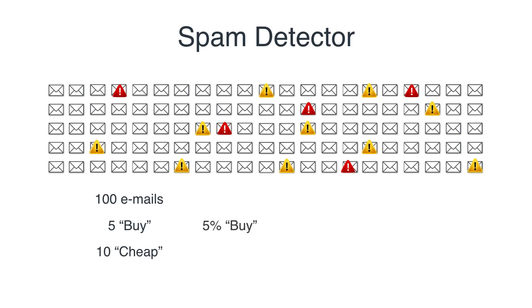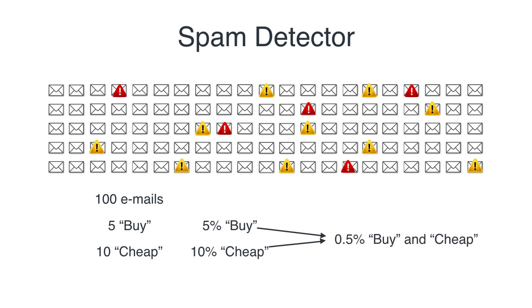5 out of 100 is 5%, so 5% of the emails contain the word buy. And 10 out of 100 is 10%, so 10% of the emails contain the word cheap. So in an ideal world where everything was pretty, how many emails would contain the words buy and cheap? Well, what is 10% of 5%? It's 0.5%. So why don't we just assume that 0.5% of the emails contain the words buy and cheap? So we can sort of imagine that there is half an email that contains the words buy and cheap. And since all we're doing is math, it doesn't really matter that there's half an email. This will work out in our formulas.